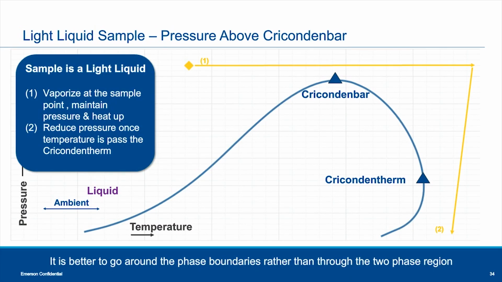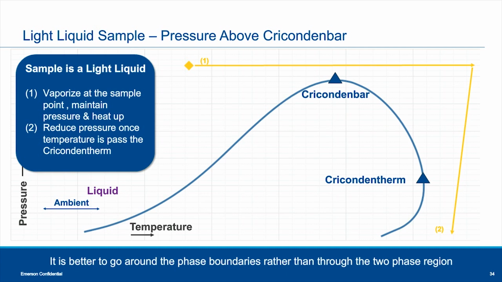In this example now, we'll move on to the liquid. And this one's a light one. So this one's actually a light liquid at very high pressure. And so in this particular case, you would vaporize at the sample point, and then maintain and increase temperature, maintaining that until you got well past the Cricondenbar, and then you can start decreasing the pressure. So in this particular case, because it was so high, it made more sense to actually vaporize it at the sample point versus waiting to the sample conditioning plate.